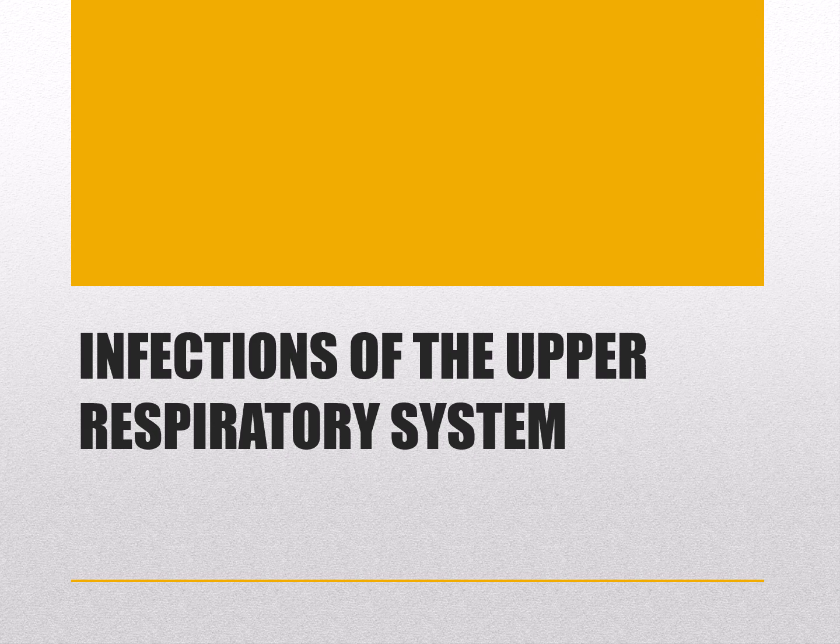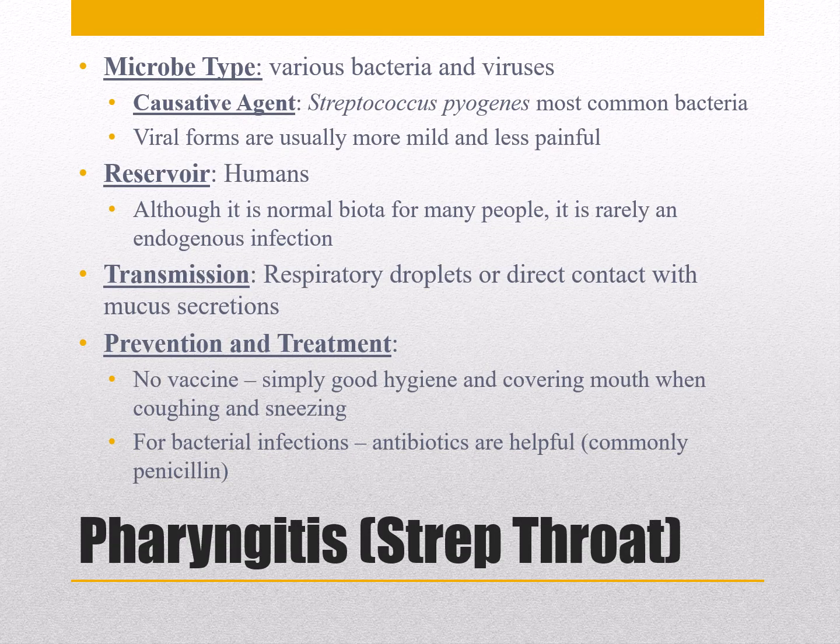So we're going to start high up in the upper respiratory system, and then we'll start to move a little bit lower as we move through the diseases. All right, let's start with pharyngitis. This is strep throat, something that most people have probably had.